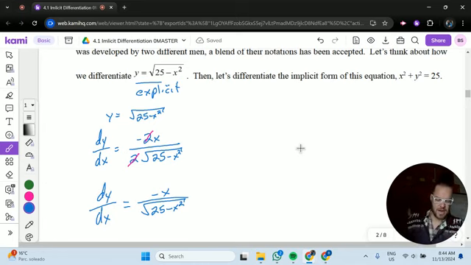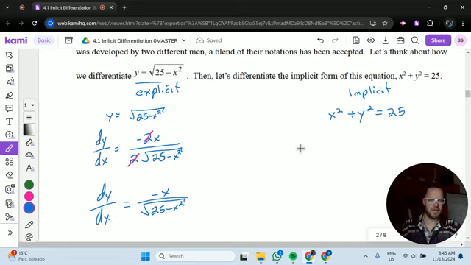Okay, now if we look at the implicit version, my bad, we're still going to take the derivative. So let's start with the original equation. Well, you know how to do x squared. The derivative is just 2x. And because we're taking the derivative with respect to x, that's all we have to do.